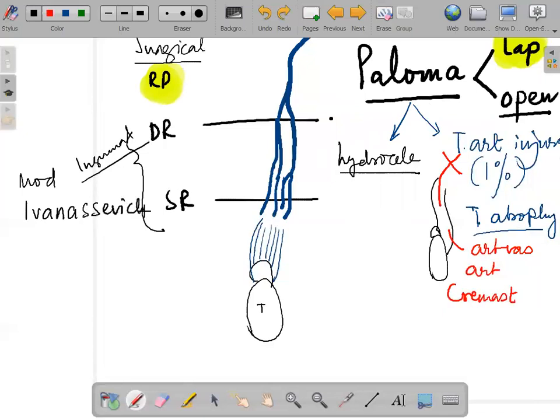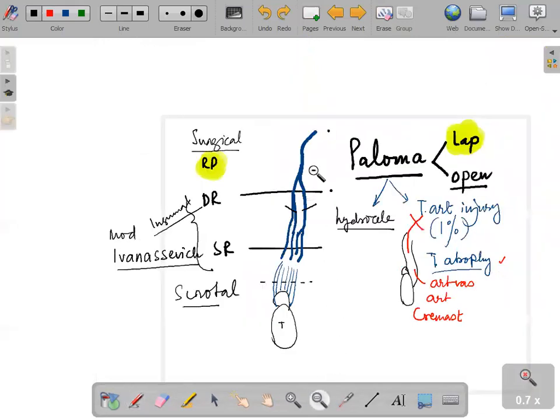The Ivanissevich approach is called an inguinal approach, where you ligate these ones. The scrotal approach is a very old approach and is not to be done now, because ligating one vein is much easier than ligating 15 veins, which makes it a very bloody one. So we have discussed the approaches for varicocele.